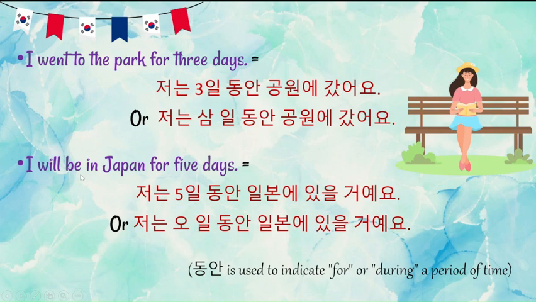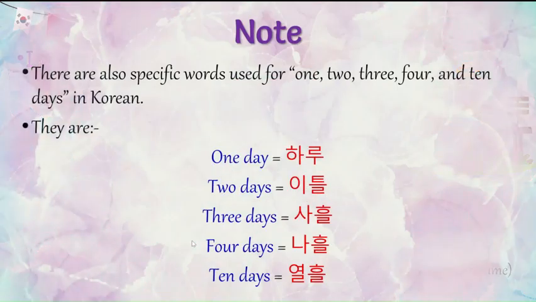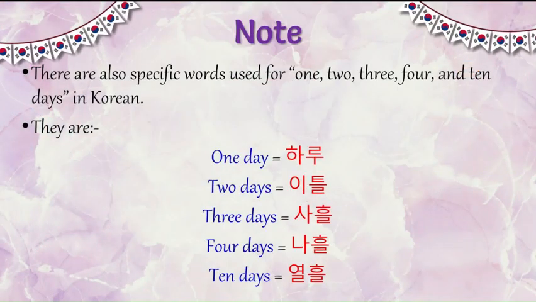Next example is: I will be in Japan for 5 days. Again, there are two ways to write this sentence. 저는 5일 동안 일본에 있을 거예요. And the other way is to write the word form. 저는 5일 동안 일본에 있을 거예요. Okay, the sentences mean the same. The only difference is whether you want to use the number or the word. Alright, now let's move ahead and look at this very, very important note.